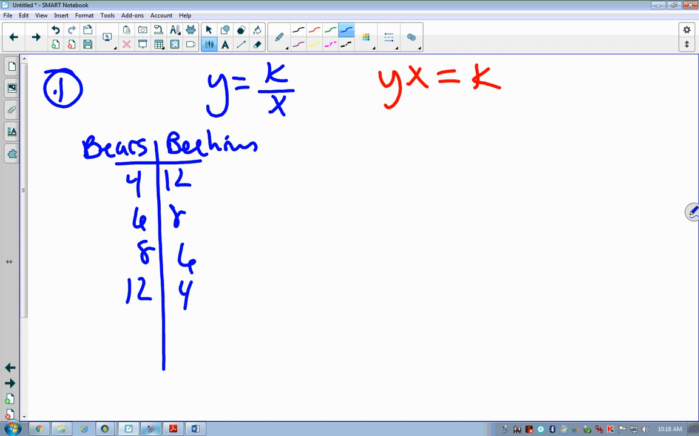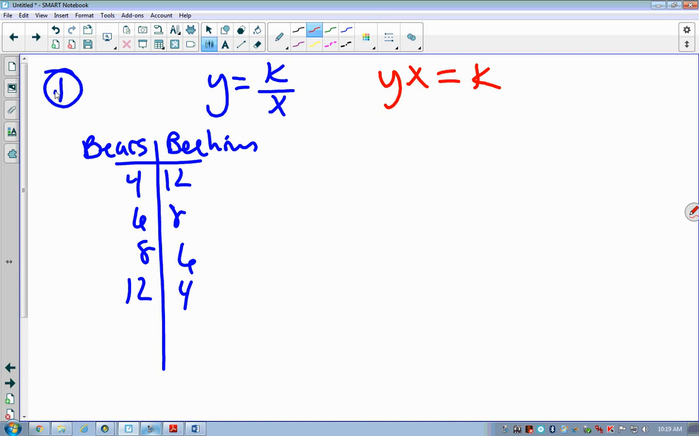Bears, right? Because the number of bears affects the number of beehives. The number of beehives does not affect the number of bears. Why? Because bears are eating beehives, right? Beehives are not somehow affecting the population of the bears, except in terms of where it deals with food. So, if I want to know what my constant is, what am I going to do with the number of bears to the corresponding number of beehives? Multiply, right? Y times x equals k.